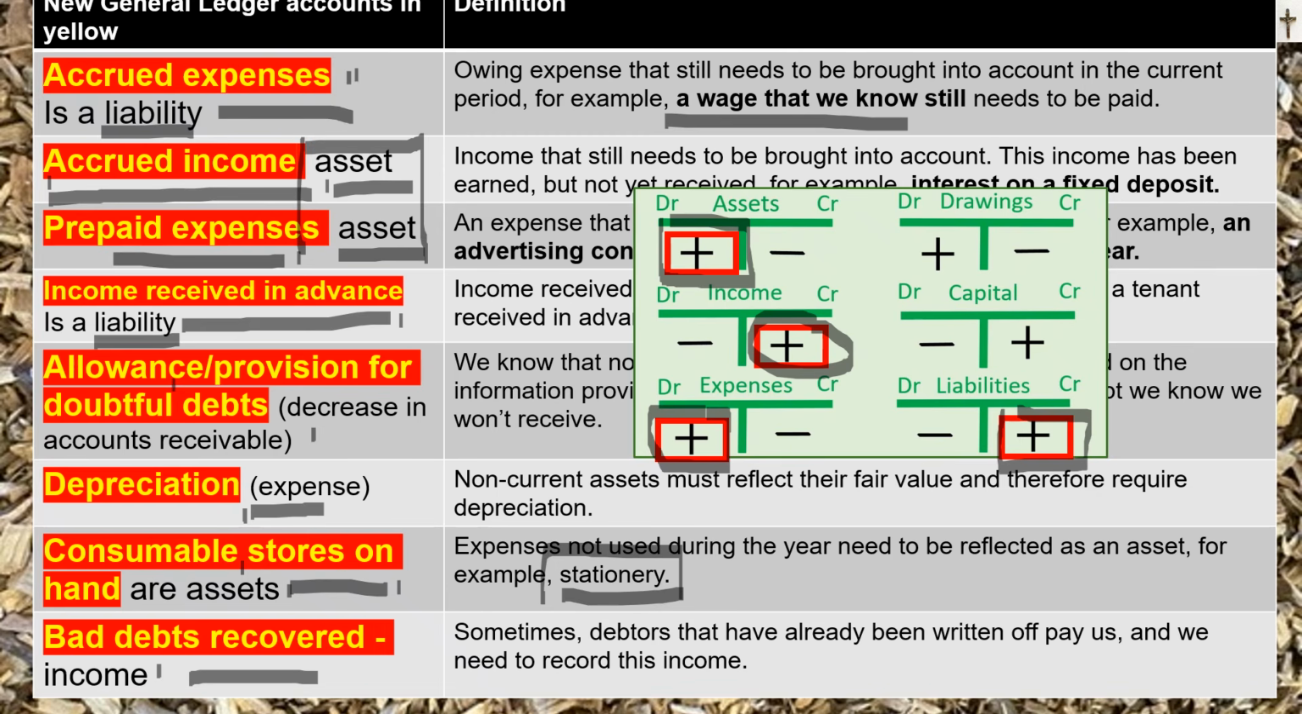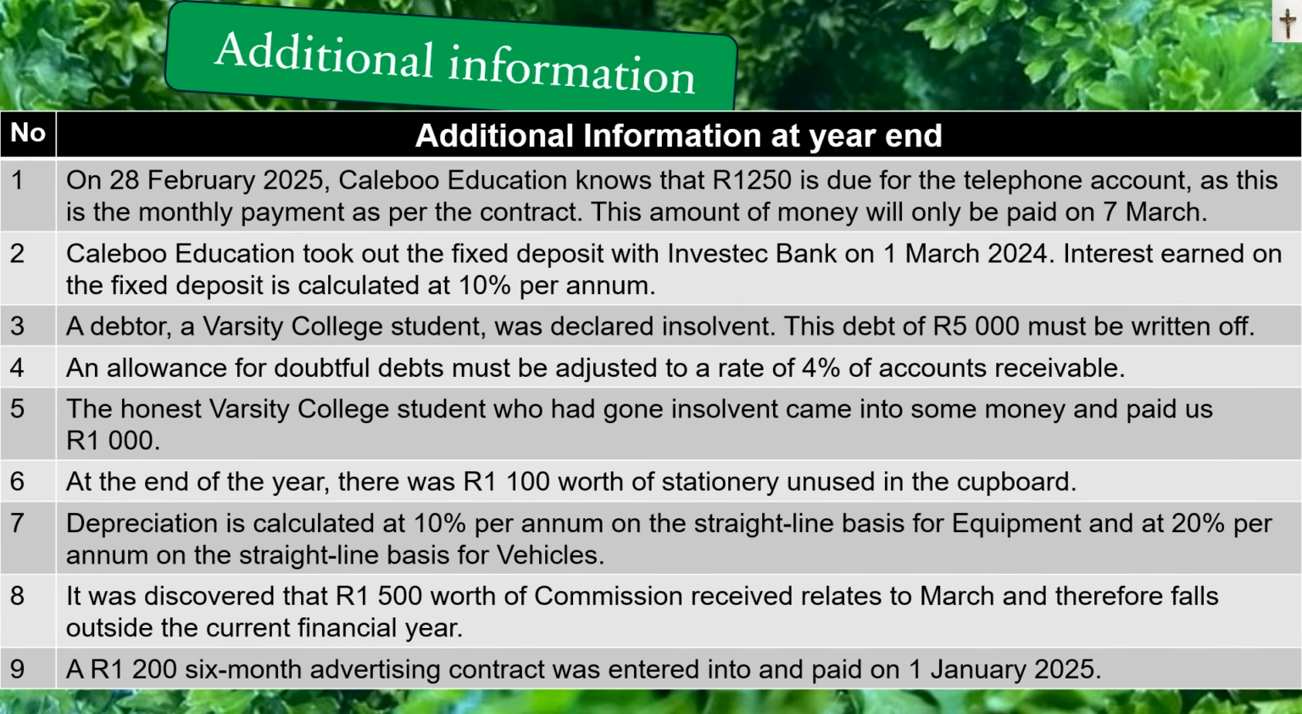So let's get going. Now in this example, or in an exam example, you will get a pre-adjusted trial balance and you will get additional information which shows you which adjustments you need to make. So I'll run through this very quickly, but I'm going to do each one individually.